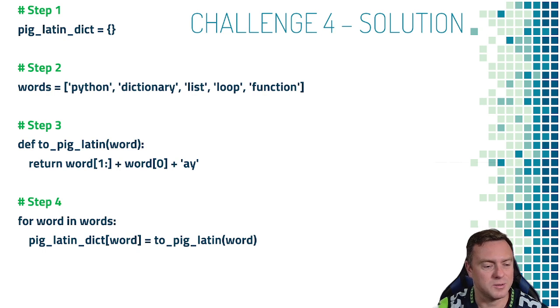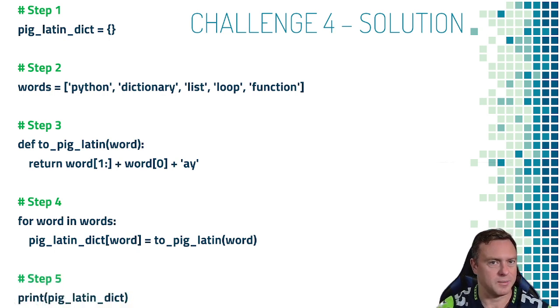So this is where it gets a little bit confusing here. So we're going for word in words. So that goes through every single part in the list. And then what happens is we access the dictionary with the word that we've just pulled out. So it would start with Python. And then it equals the function call of that word. So it's going to go into that function, execute this bit of code, chop off the front letter, and then jam it on the end with an A at the end. And then step 5, you would then print out the Pig Latin dictionary.